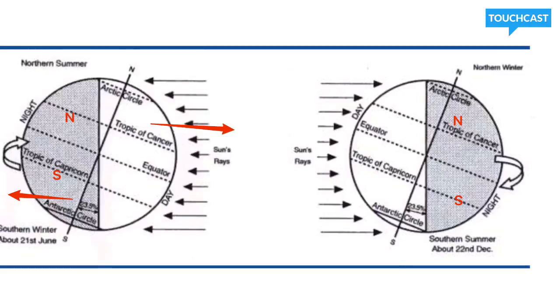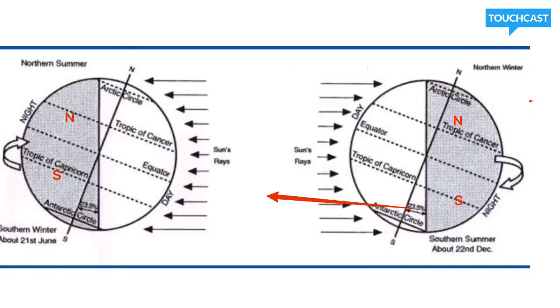Alright, let's go ahead and look at the example over here. So this is during one half of the revolution. The top half, or the northern half, is going to have summer. The bottom half is going to have winter. Now on the other half of the revolution, the northern half is being tilted away, and the southern half is being tilted towards the sun, which causes the northern half to have winter and the southern half to have summer.